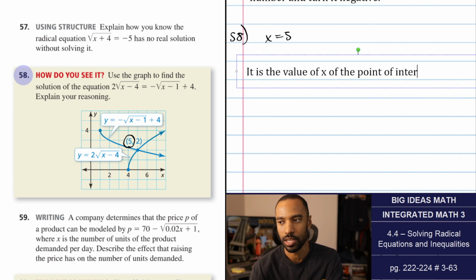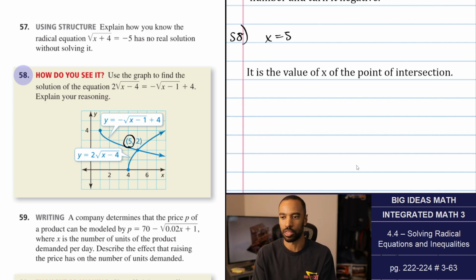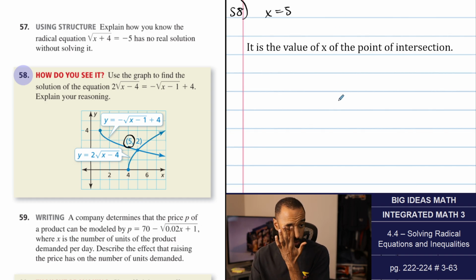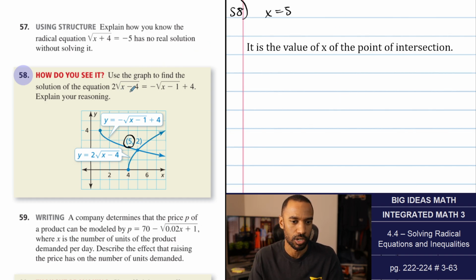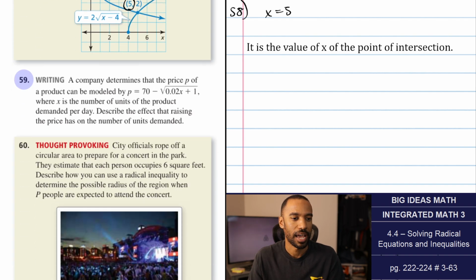And it's not extraneous or anything like that. We're not squaring anything. Those are the graphs themselves. That's where they intersect. The y value that you get out by plugging in 5 for x is 2, but we're not solving a system. We're solving this equation for x. You can try and plug it in. It should work. All right, number 59 on writing.